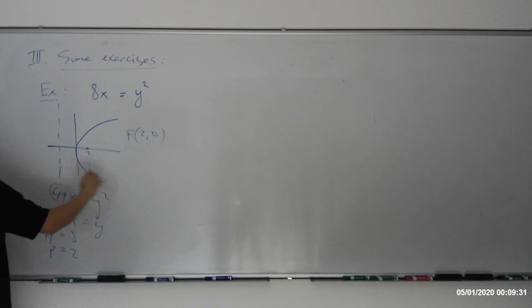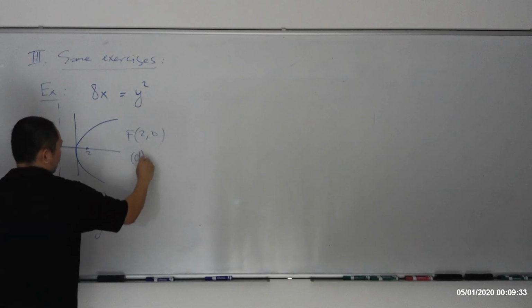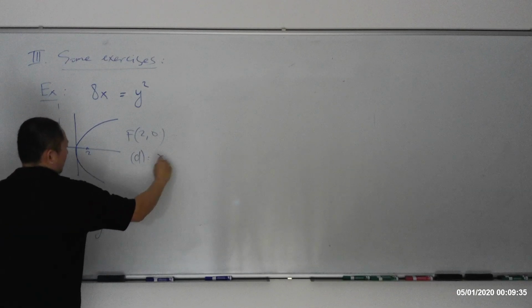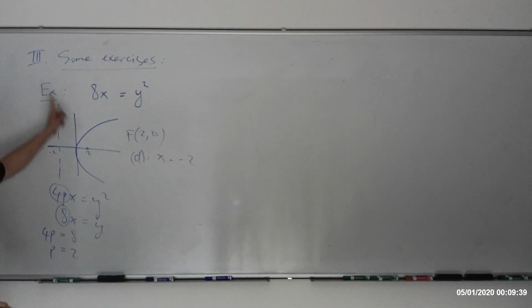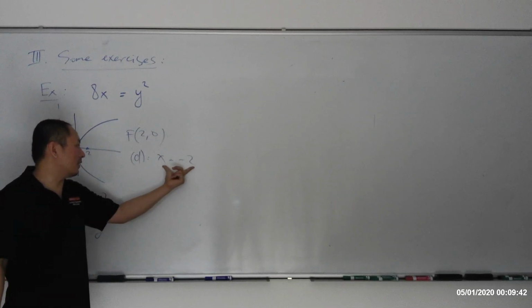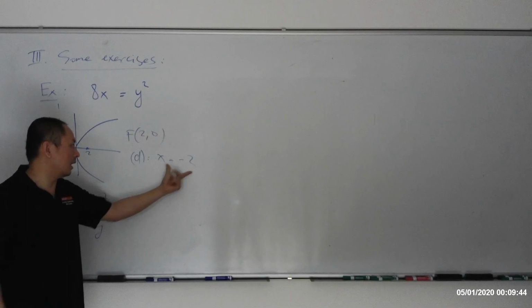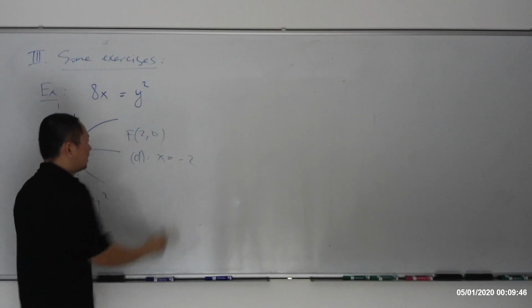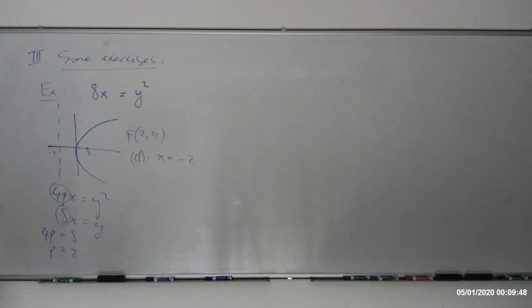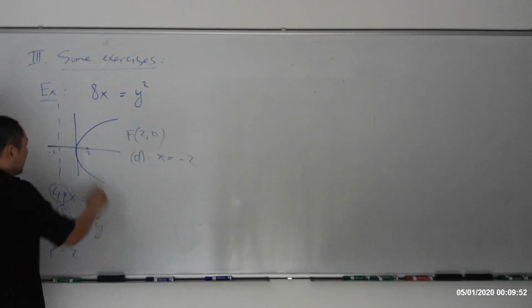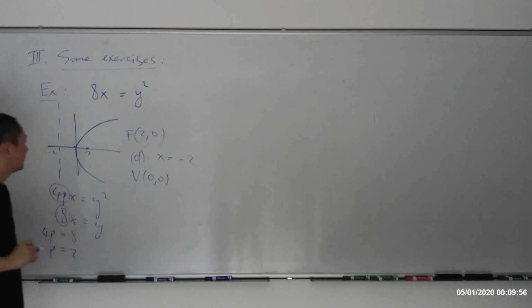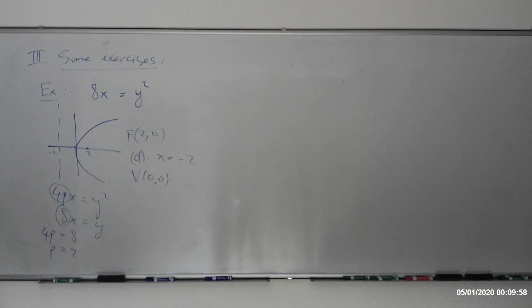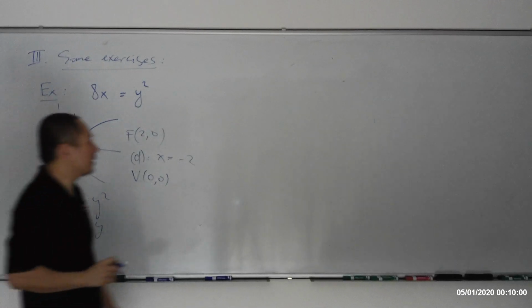The directrix is going to be a vertical line x equal to -2. -2 right here. Keep in mind, directrix is a line, okay? I'm not saying that this is a value. I'm saying this is the equation of a line. x equal to -2 is the equation of the line. Okay? Of course, in here the vertex is at 0, 0.